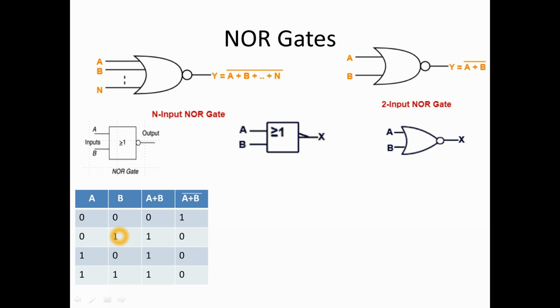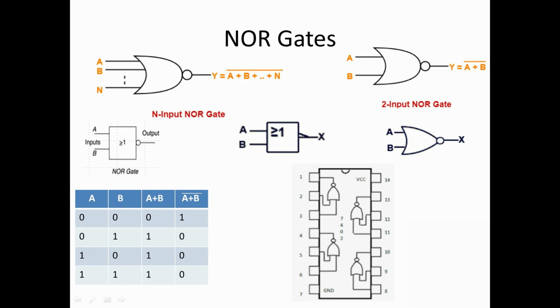This is the truth table for the NOR gate. These are the possible inputs: 0 0, 0 1, 1 0, 1 1. For 0 0, the output of the OR gate is 0, and the output of the NOR gate is the complement of the OR gate, that is the complement of 0, which equals 1. If any one of the inputs is logic 1, the output is logic 1 for the OR gate, that is 0 plus 1 equal to 1. The complement of the OR gate is the NOR gate, so the complement of 1 equals 0. If any one of the inputs is logic 1, the output is logic 0 for the NOR gate.